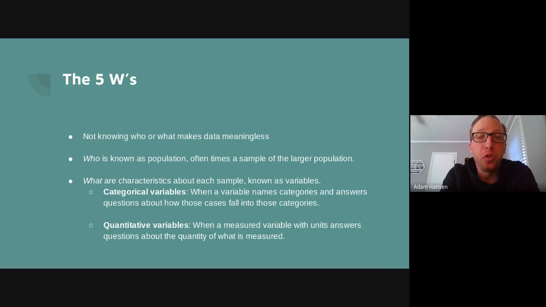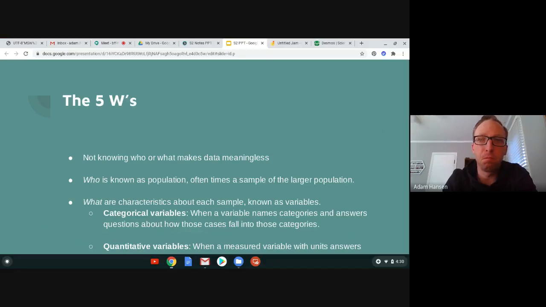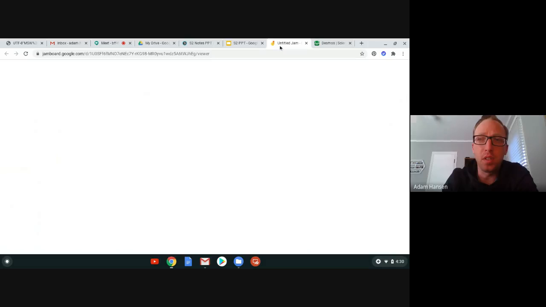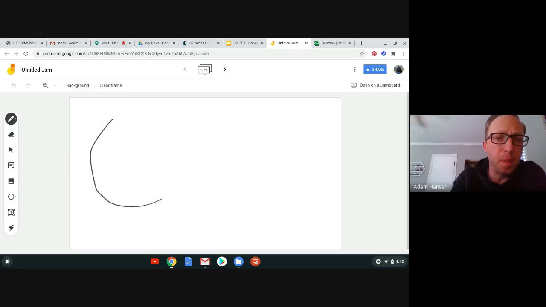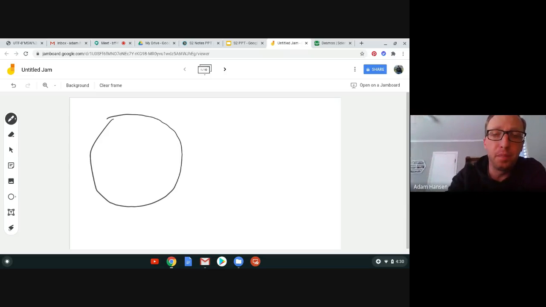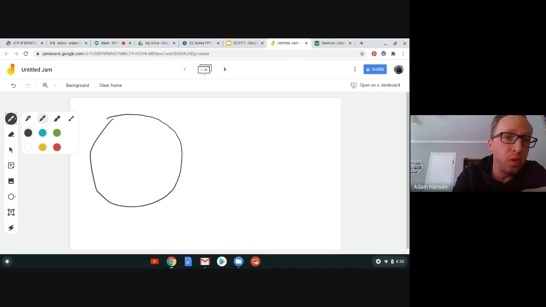Obviously, not knowing the first two, who or what, would make the data meaningless. Who is known as the population, which is oftentimes a sample of the larger population. So in statistics, we have what's called a sample and population. So let's call this set the population. Well, it's oftentimes too time-consuming and expensive to ask everyone, so what statisticians do is they take a sample.